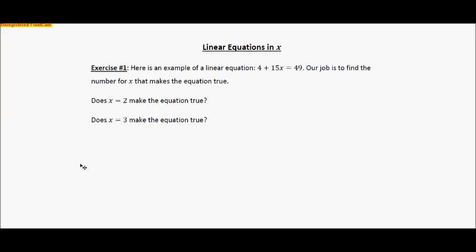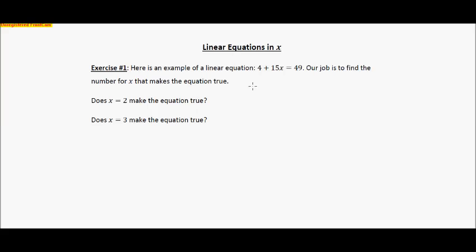Hi everyone, this video is called Linear Equations in X, and jumping off of what we did just yesterday when we talked about expressions. Now these are equations, and of course equations make themselves equations by having an equal sign there. So this is the difference. And what mathematicians do is take equations and solve them for x.